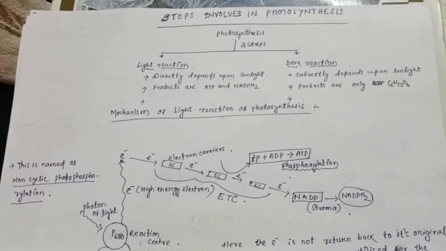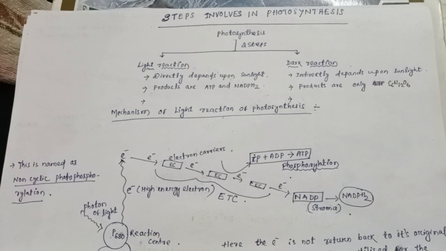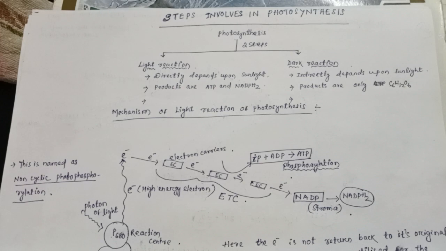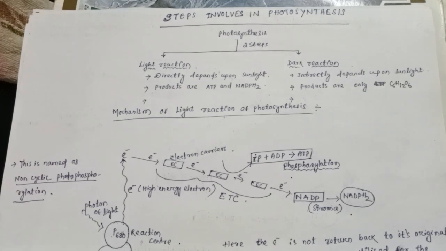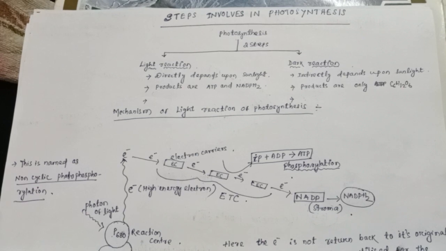Okay, then what are the products of light reaction? During the mechanism of light reaction, in the thylakoid membrane, ATP and NADPH2 are produced, and ATP and NADPH2 are the assimilatory power which are used for the dark reaction to produce glucose molecules. Okay, let us discuss the light reaction in brief.